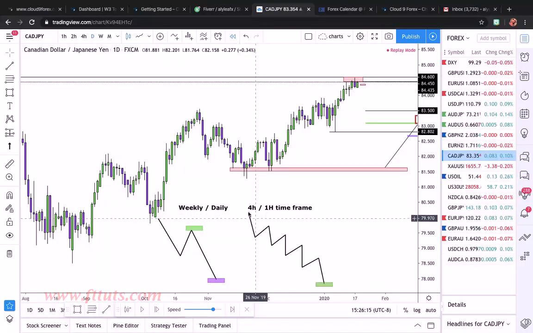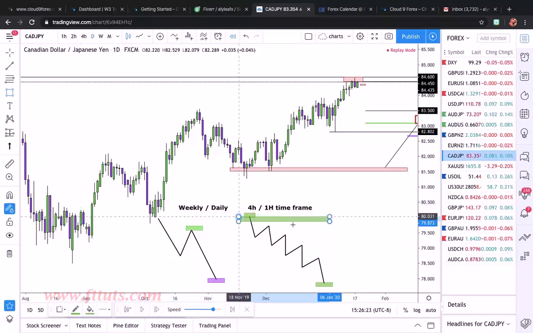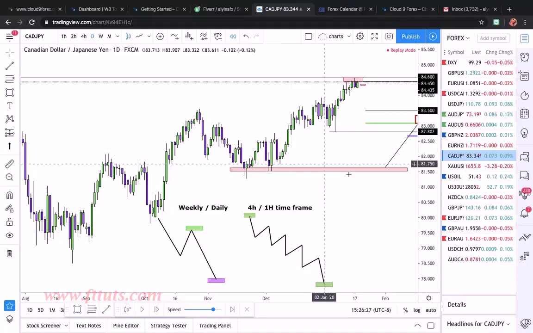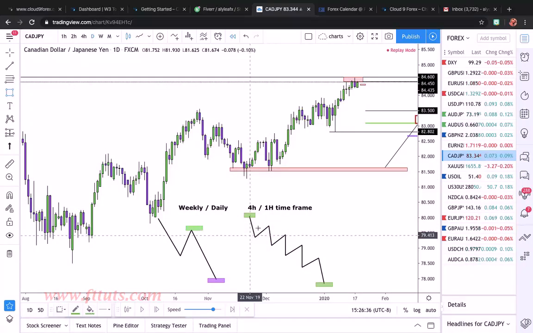The only difference would be that we can take multiple positions since it's broken up. So we have our entry here, come down, we wait for a pullback, market rejects, we get another entry.